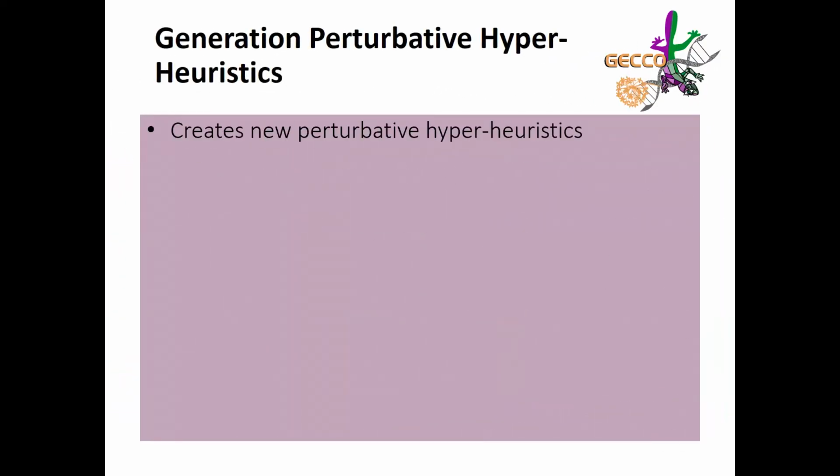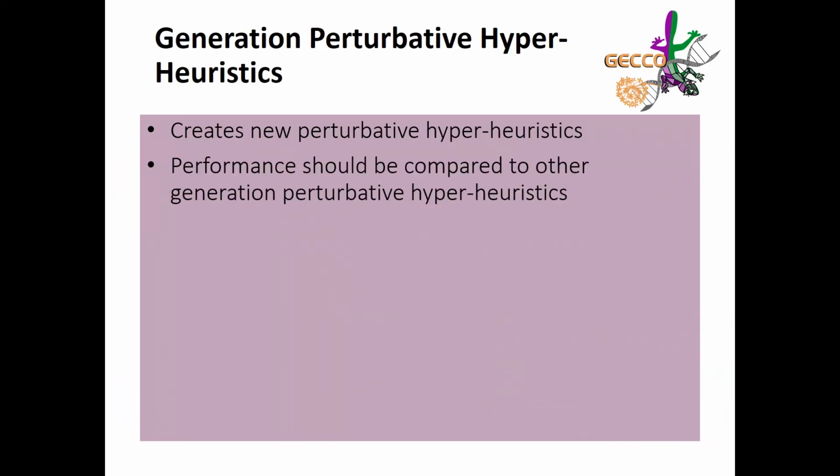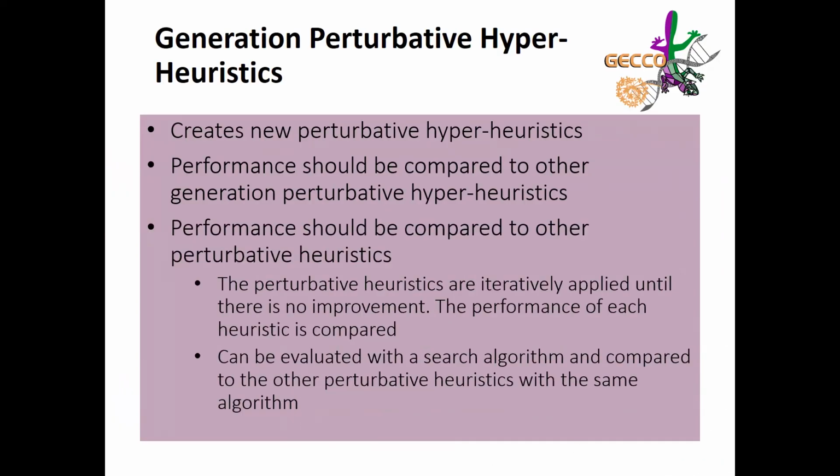Here's the generation perturbative hyperheuristics. Here we are creating new move operators. So essentially they should be used with some search technique because the move operators on their own cannot achieve it. And we know by the no free lunch theorem, different perturbative operators will work well with different search techniques. So essentially we should compare it to other perturbative operators by iteratively applying them and using a very simple search to actually compare them. Or we can actually use it with a full-blown search algorithm and compare it.